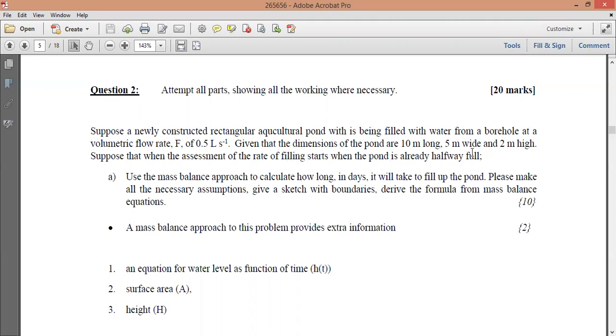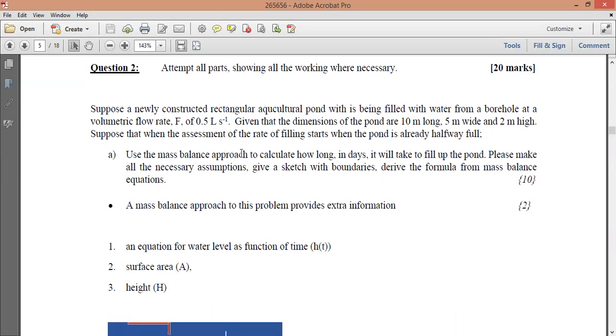Okay, so here it means that initial height is not 0. Initial height is halfway of something that is 2 meters high. So it means that initial height H0 is 1 meter. We'll look at this in detail, don't worry. Use the mass balance approach to calculate how long in days it will take to fill up the pond. Please make all necessary assumptions, give a sketch with boundaries, and derive the formula for mass balance equations.